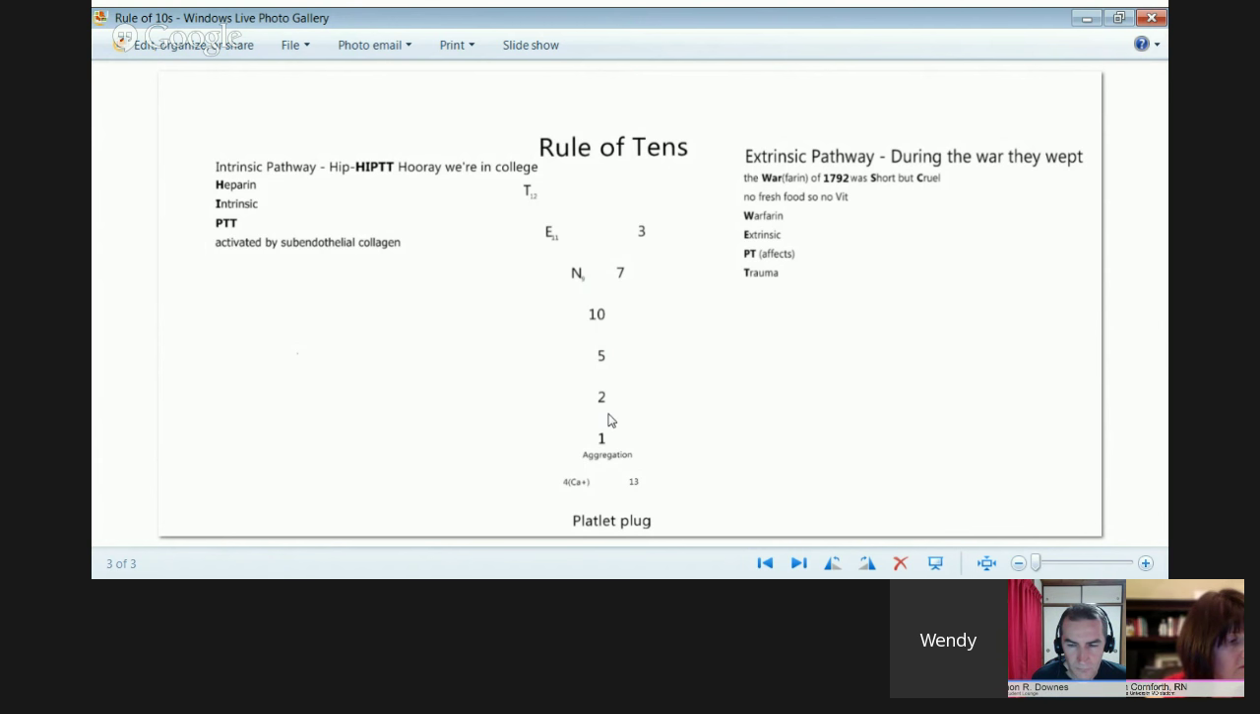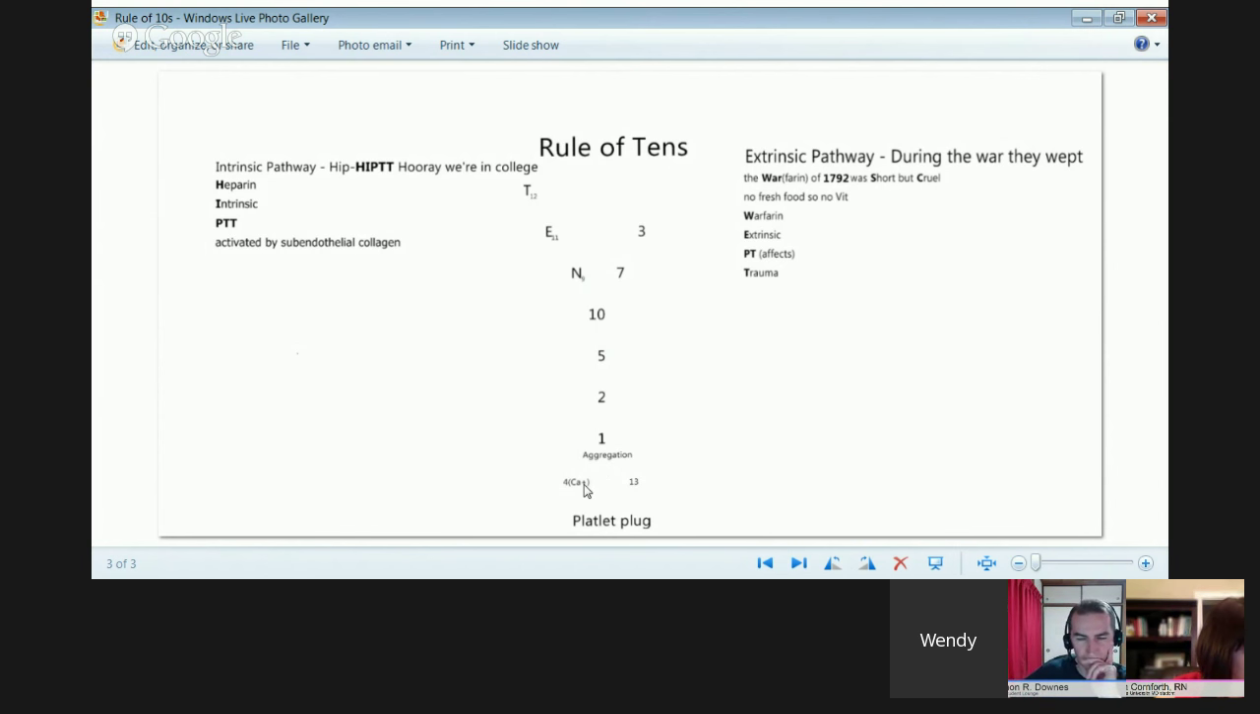So factor 1 unactivated is fibrinogen. So then the activated 2, which is thrombin, activates fibrinogen to become fibrin monomers. So this is prothrombin activating thrombin, and then you have fibrinogen to fibrin. That's correct. And that's where your aggregation happens, right there. 10, 5, 2, 1.